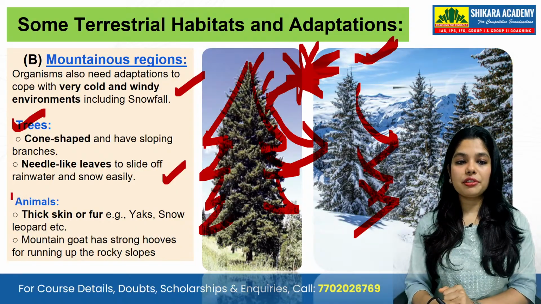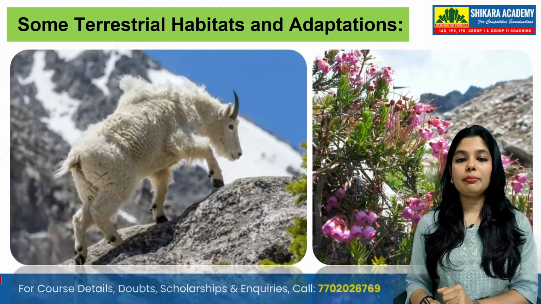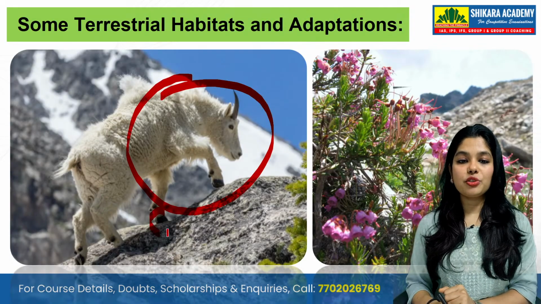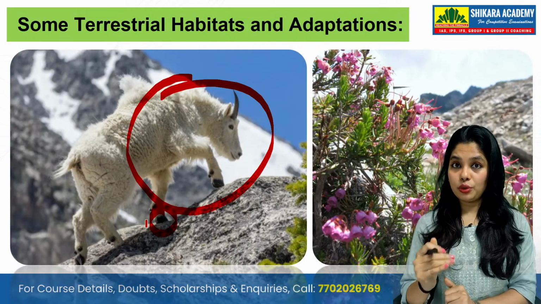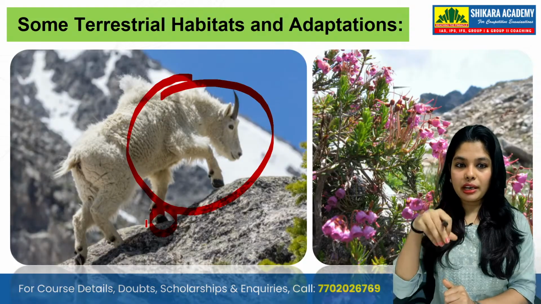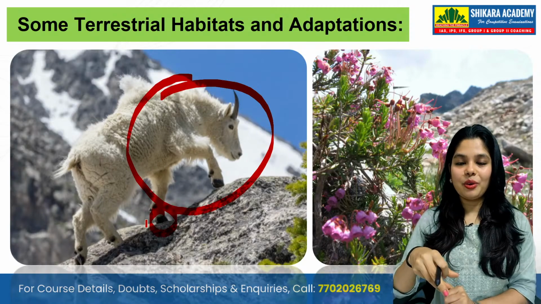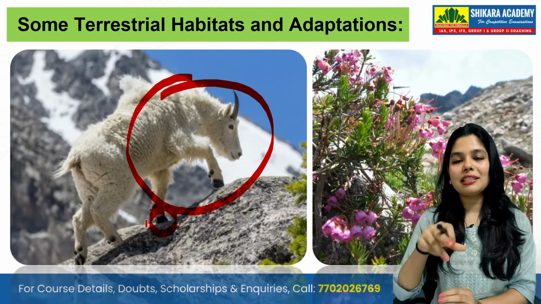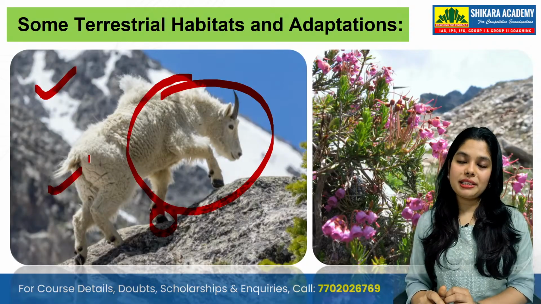Animals have thick furs and thick skins, like the yak and snow leopard. Mountain goats have strong hooves for running on the rocky slopes. If we talk about these animals, the sheep in the cold region have strong hooves because they have to walk on the snow. Their legs need to be very strong and hoof-like so that they don't get stuck in the snow. They pull their legs out of it and keep walking in the snowy region. So this is the sheep present in that region.